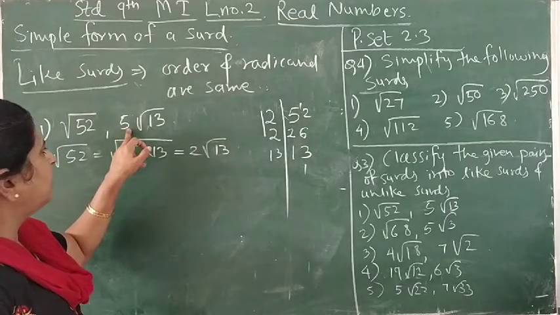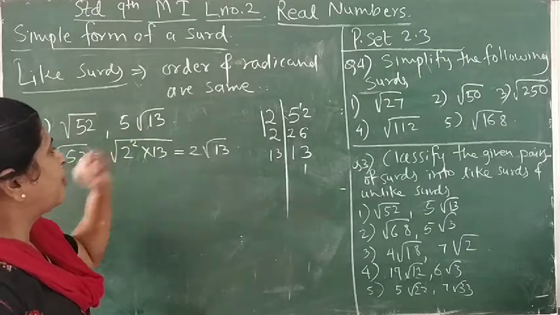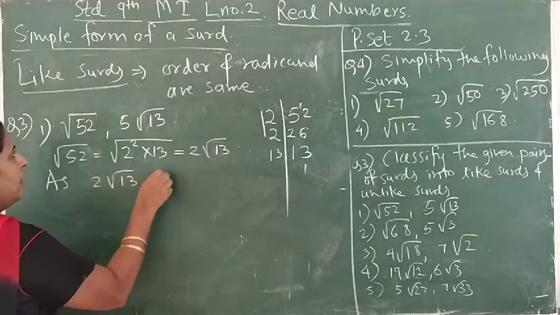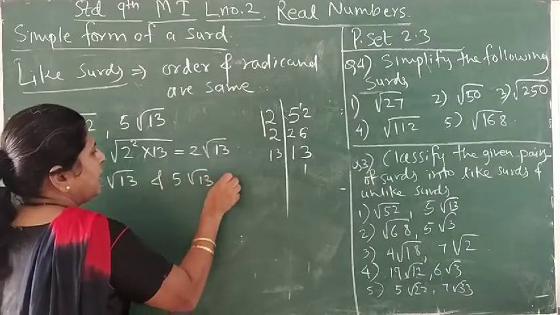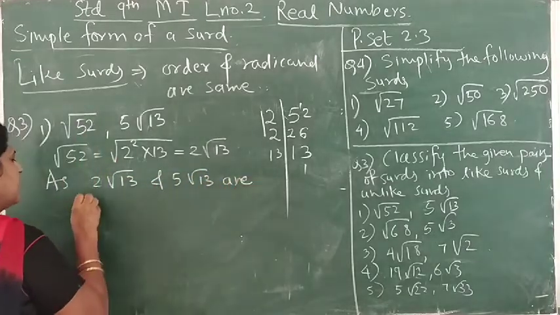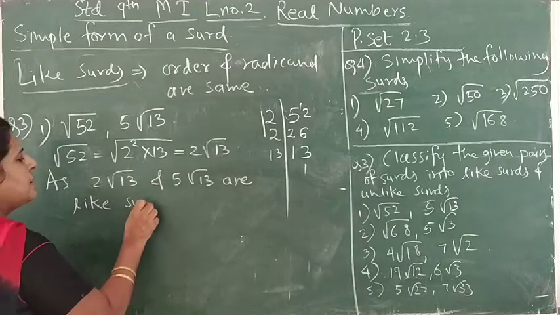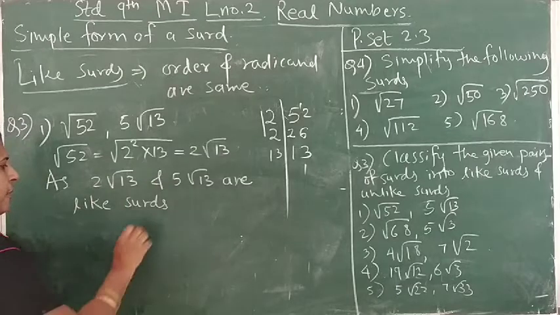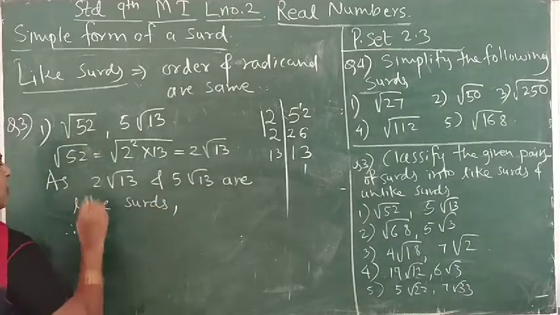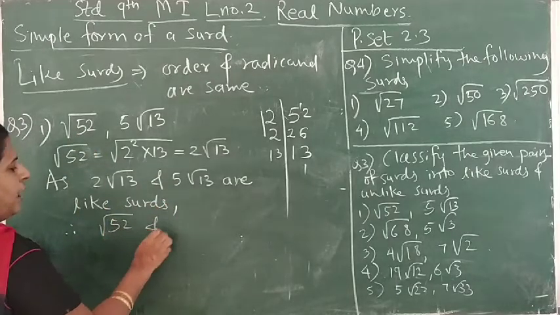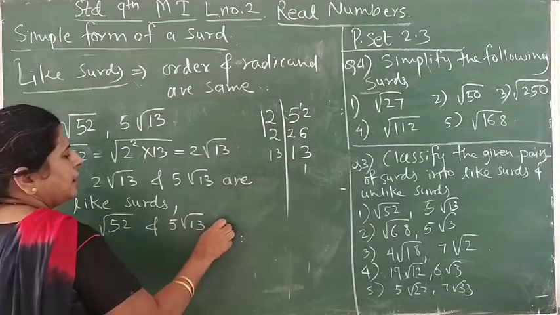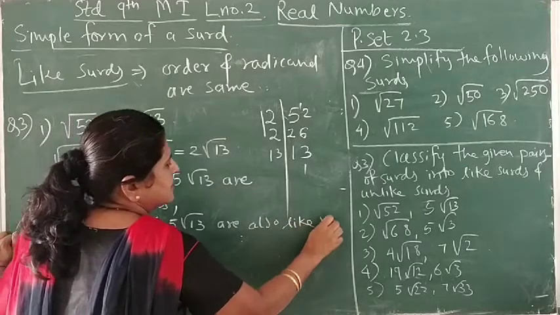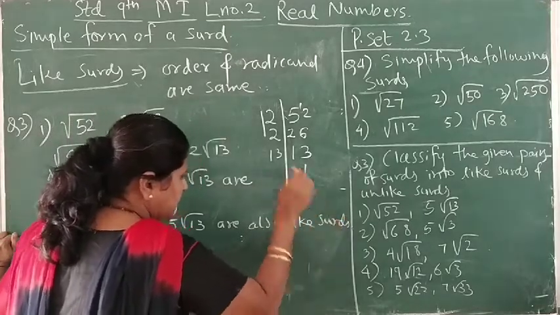And what is the other number? It is 5 times square root of 13. Now you can check that 2 times square root of 13 and 5 times square root of 13 are like surds. Correct? Because here we find the radicand is the same as well as the order is the same. Therefore we can say square root of 52 and 5 times square root of 13 are also like surds. Like this we have to write the answer.